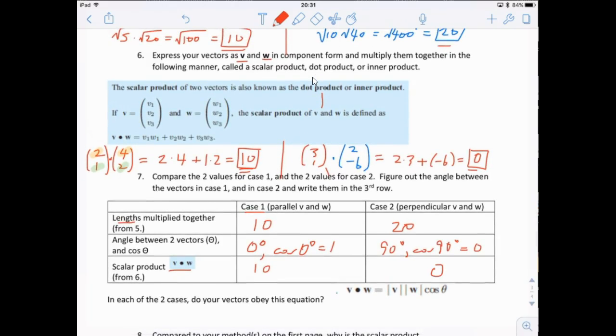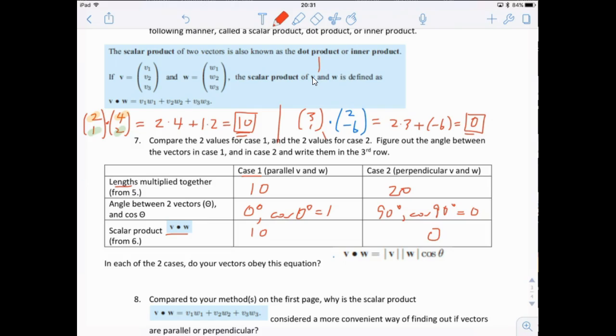Okay? Then it's going to ask us, for each of the two cases, case 1 and case 2, is this equation obeyed? So we're going to say, okay, so this part, the scalar product, is the third row, okay? And the magnitudes multiplied together is the first row, okay? And then the cosine is this row, okay? So basically what we're saying is the third row is equal to the first row times the second row.